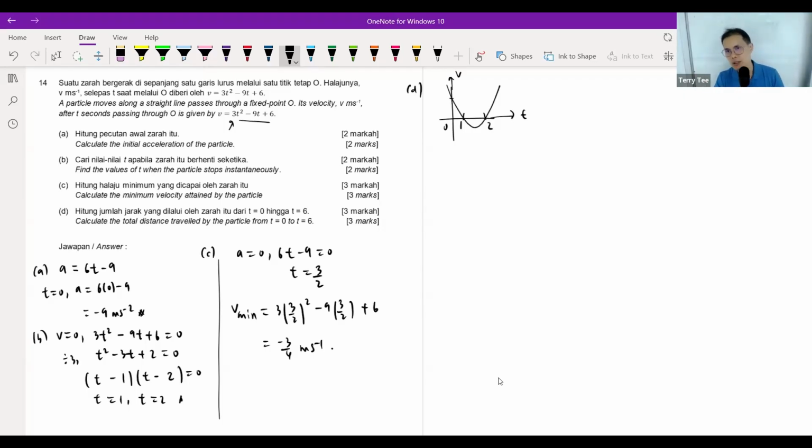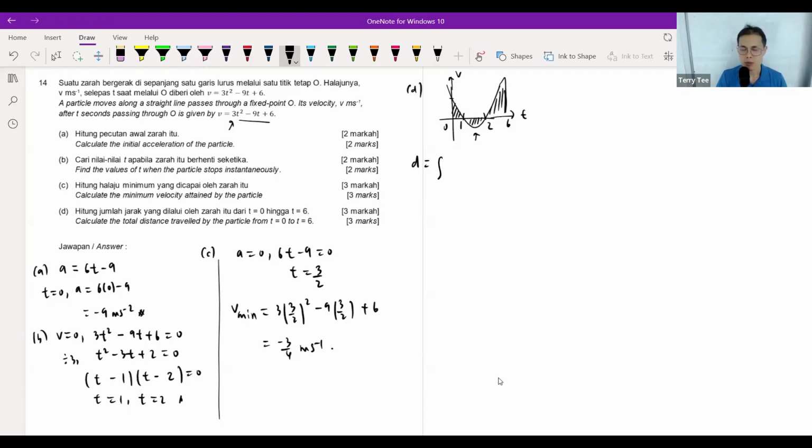So it's a minimum graph, right? And the area under the velocity-time graph represents the total distance traveled. So you want to find this distance from 0 to 1, 1 to 2, 2 to 6. Remember, you cannot do it in one shot because part of the graph is below the t-axis, which is going to give us a negative value when you integrate. So you're going to do it one by one.